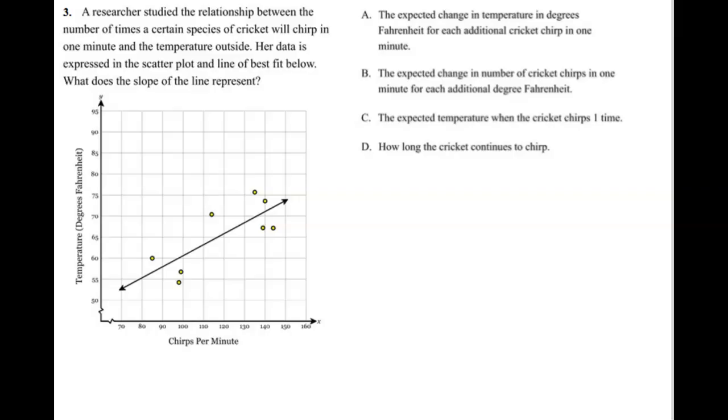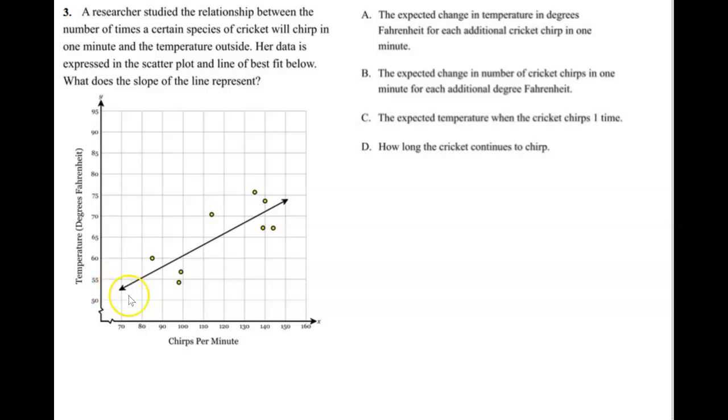All right, now a researcher studied the relationship between the number of times a certain species of cricket will chirp in 1 minute and the temperature outside. Her data is expressed in the scatter plot and the line of best fit below. What does the slope of the line represent? So they made a scatter plot. They drew a line of best fit. Okay. Understand there's no dots on that line. The line is just not exact. It's just drawing a line of best fit here. Okay. They want to know what this line means.